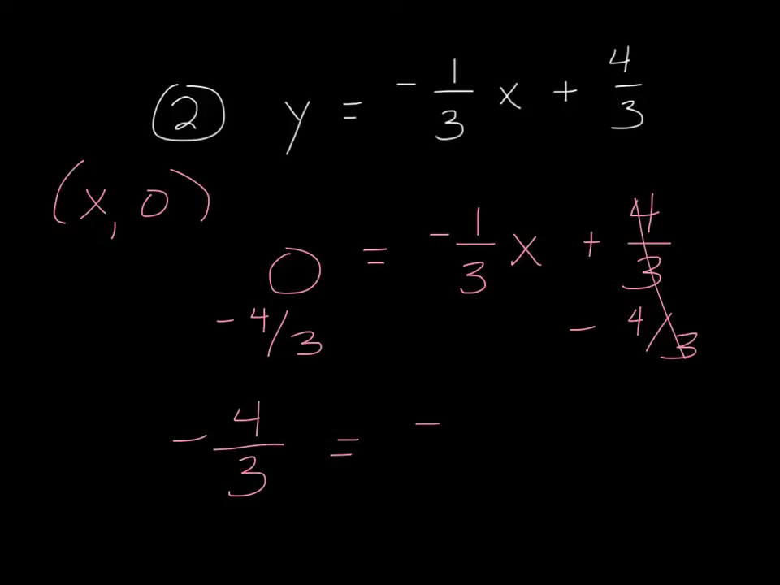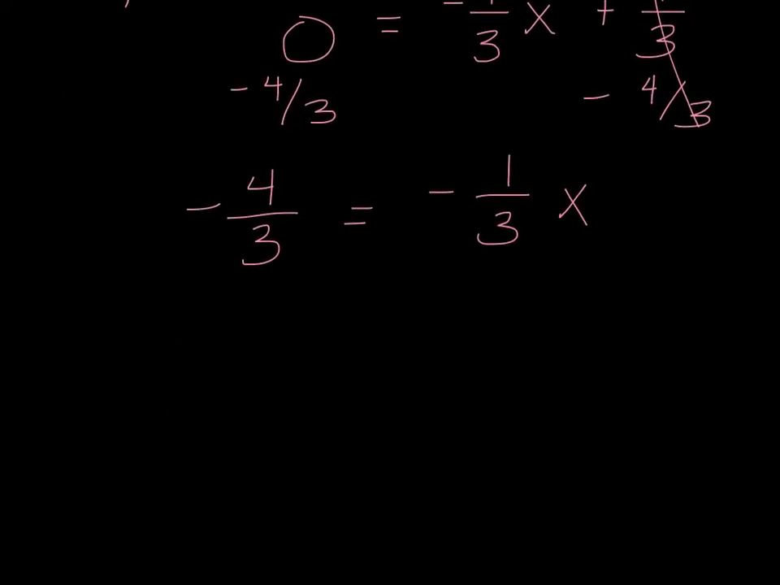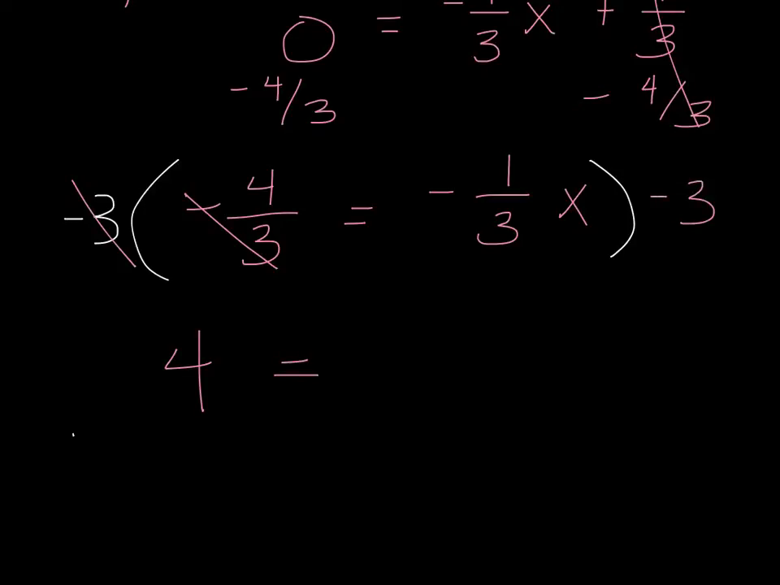-4/3 equals -1/3 x. Now to solve for x in one step, we could just multiply both sides of the equation by -3. Then on this side the -3 would cancel out and the 3 would cancel out with it. So we would have 4 equals, and if we multiply this side by -3 also, the -3s would cancel out and we would have 1x. So x equals 4. And if we wrote that as a coordinate, it would be (4, 0).